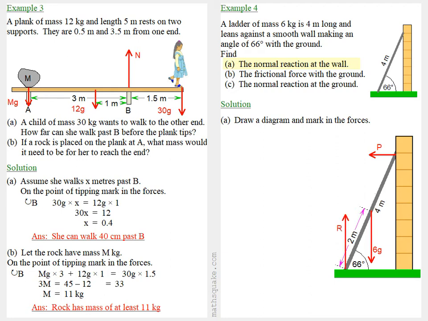We have a normal reaction at the ground. We can call it R. That is a force acting vertically upwards. And there is a frictional force at the base of the ladder, and that is towards the wall, preventing the ladder from sliding away from the wall.